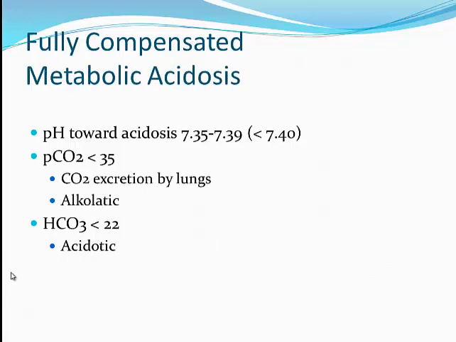Fully compensated metabolic acidosis. Our pH is 7.35 to 7.39. Normal range, acidotic side. Our PCO2 is less than 35, so our CO2 excretion by the lungs, this is alkalotic. Our HCO3 is less than 22, this is acidotic. We now have two levels that are on the acidotic side, which means that it's acidosis and it's metabolic.